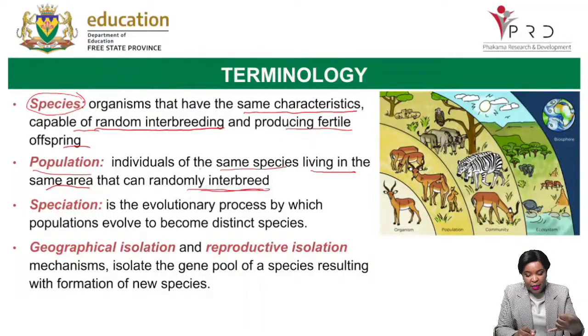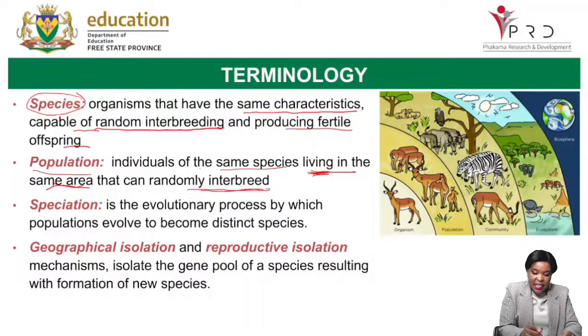So the same species living in the same area, for it to be counted as a population, it must live in the same area, and then it must be able to interbreed randomly. Then you can say these organisms are of the same population.